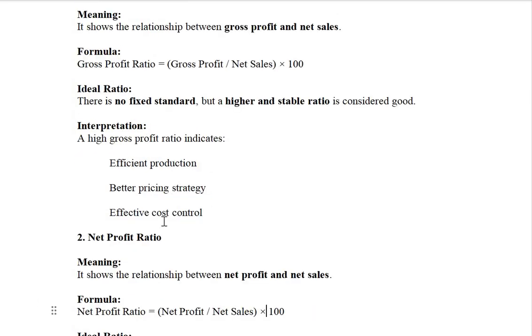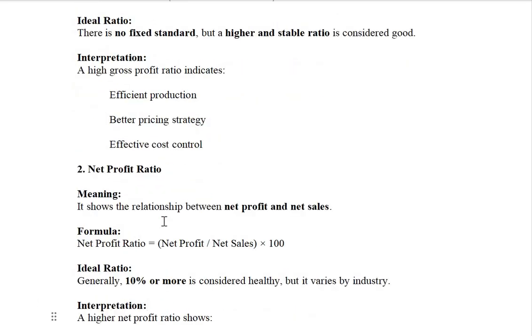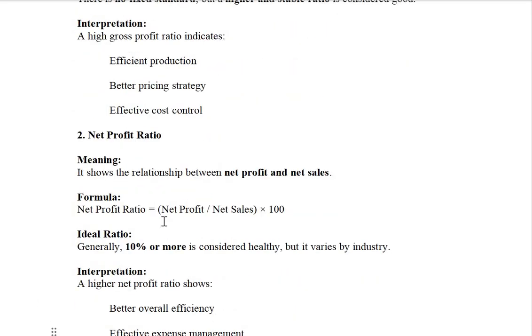Next we'll move on to the next profitability ratio, which is the net profit ratio. What is the net profit ratio? The net profit ratio shows the relationship between the net profit and the net sales. In order to compute the net profit ratio, the formula is net profit divided by net sales into 100. It is represented as a percentage. The ideal ratio for the net profit ratio is generally 10 percent or more.